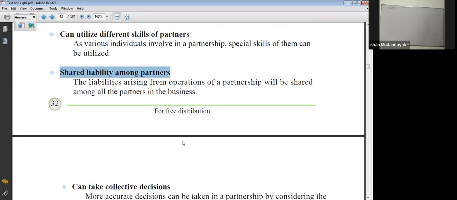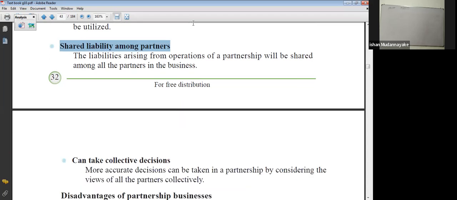And then can take collective decisions. Minoru, can you hear me? Yes, sir. Okay. Then Ishra, you may have some signal issue. Ishra's connection is unstable.